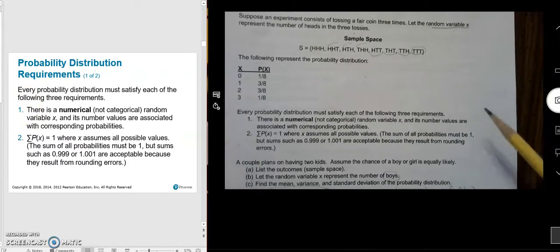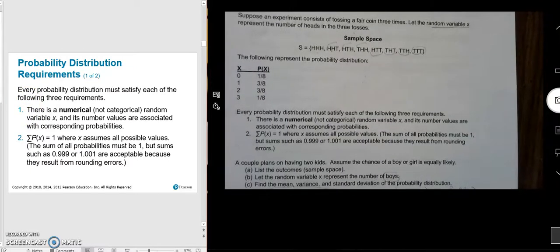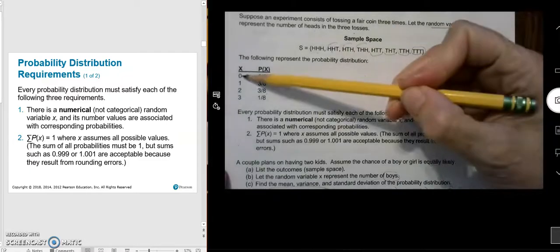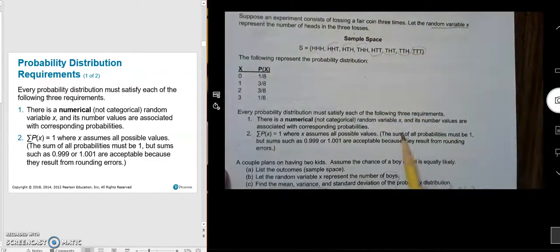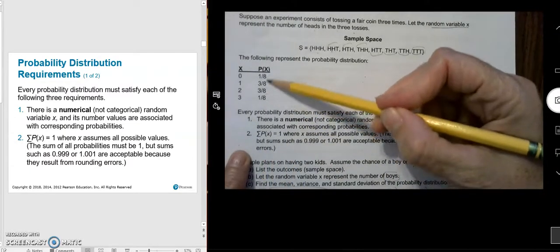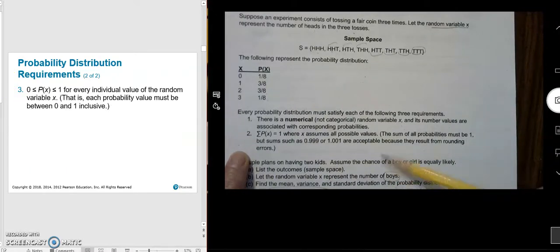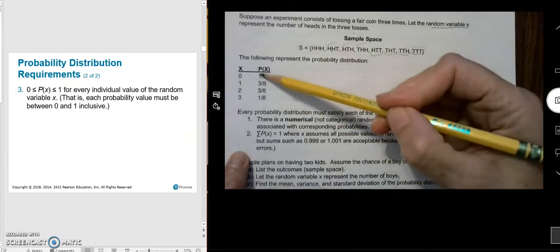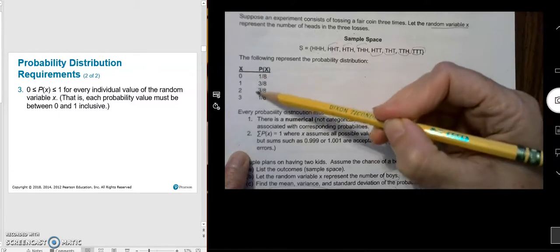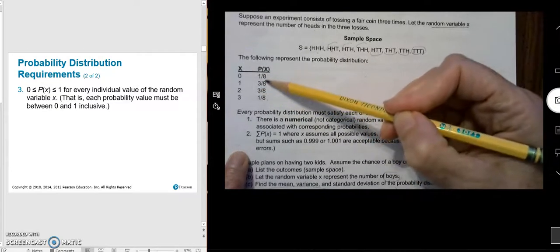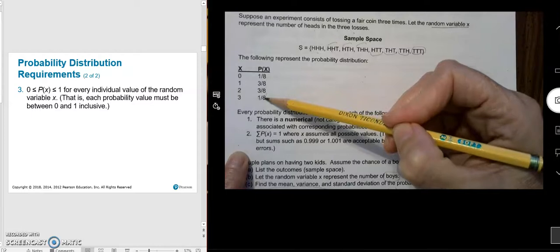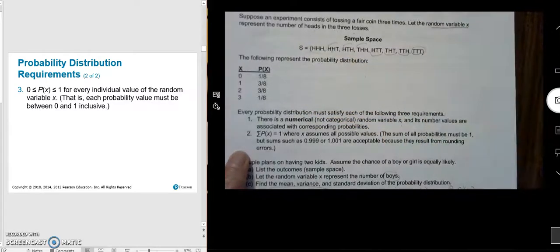To have a probability distribution, the following things must be satisfied. The first one says the X must be numerical values. That's what this says right here. The second thing says if you add up all the probabilities, they must add up to 1. The third thing I didn't list on here, but that's important as well. Each of these must be probabilities, which means they all must be between 0 and 1. I don't have that in the handout, but that is in the PowerPoint.